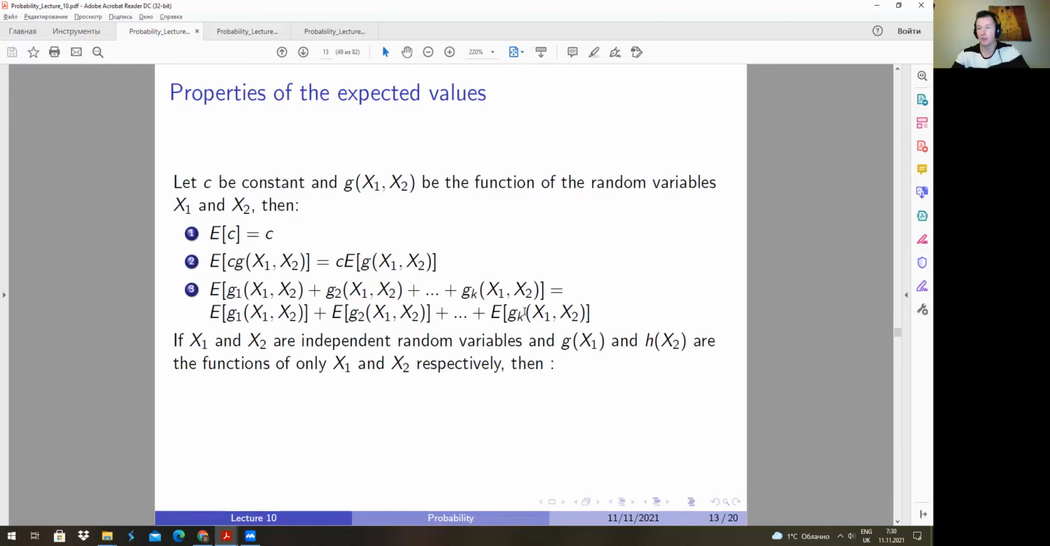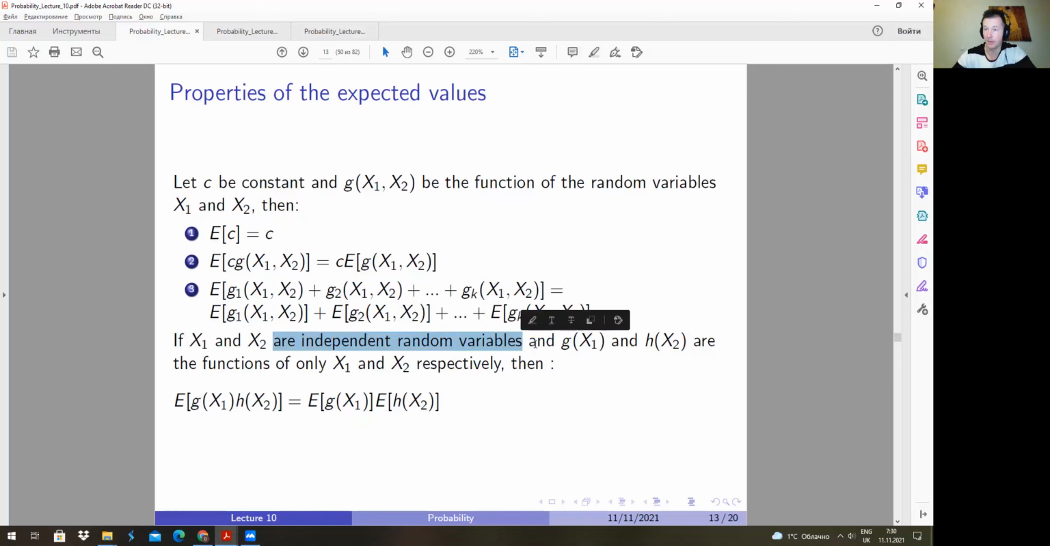And one additional property is that if two variables x1 and x2 are independent random variables, and we have functions g of x1 and h of x2, so those are two different functions, and they are functions of only x1 and x2 respectively, then we have the following property. Then the expectation of the product of these two functions equals the product of the expectations. But look, this holds only for the case of independent random variables.